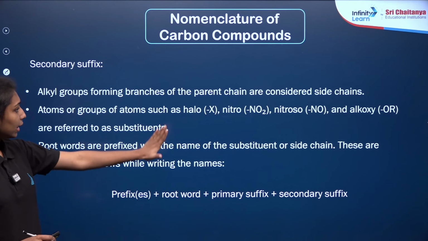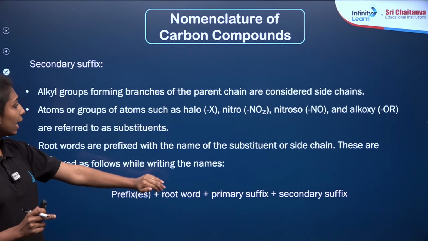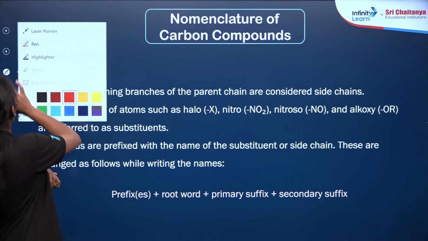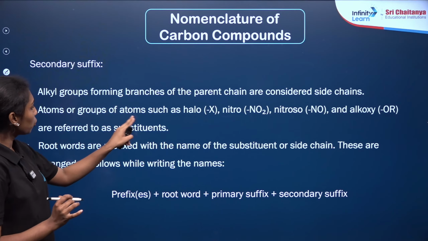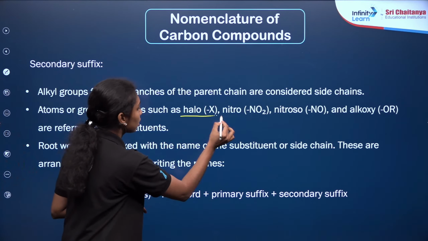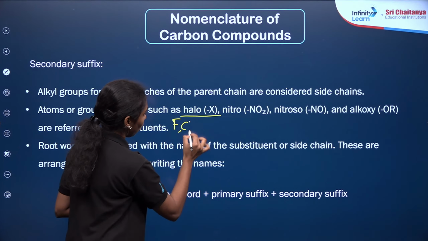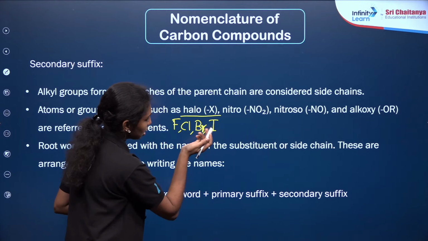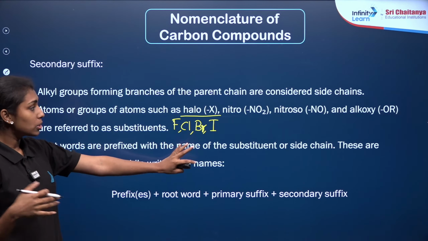Now again, instead of alcohol or aldehyde, there will be some other functional groups also present, like side chains, right? What you're observing here are atoms or groups of atoms such as halo. Halo means halogens: fluorine, chlorine, bromine, iodine. These are the general halogens used in carbon compounds or organic compounds.